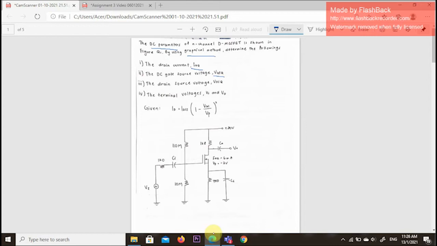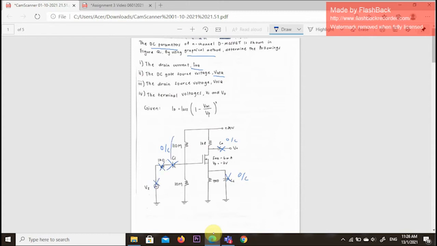This circuit is DC, which means the capacitors are open circuit, so we can exclude all the capacitors. The 1K and VS are also excluded since the input capacitor is open circuit. So the 1K and VS are not connected to the circuit, and we can also exclude these two components.